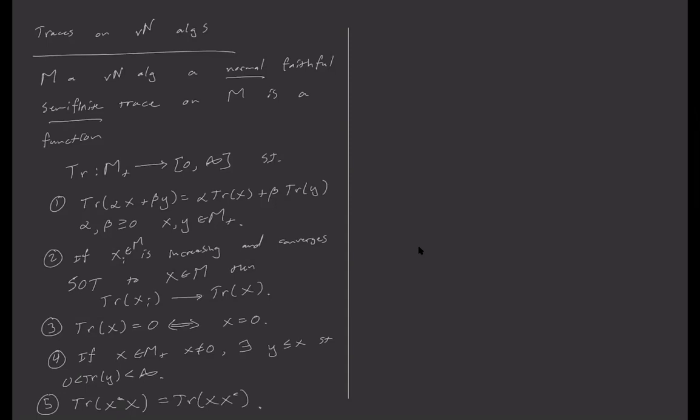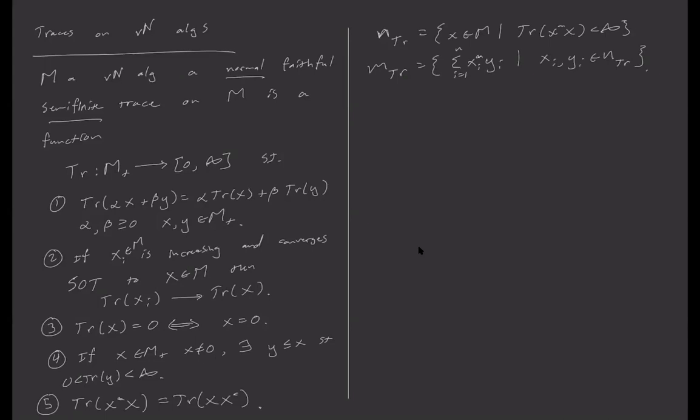So some basic facts. First, let me give you two definitions. We'll denote by N sub TR the set of elements x in M such that the trace of x star x is finite. And I'll denote by M sub TR the set of finite sums of x_i star y_i, such that x_i and y_i are both in N sub TR.